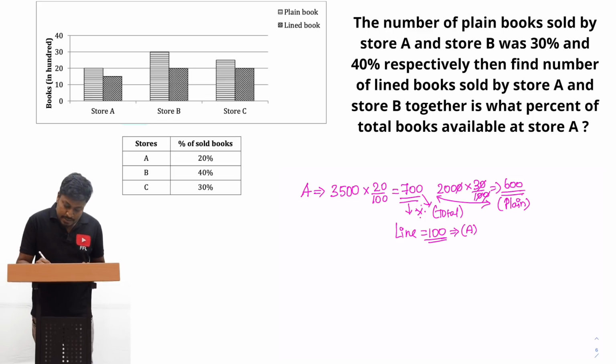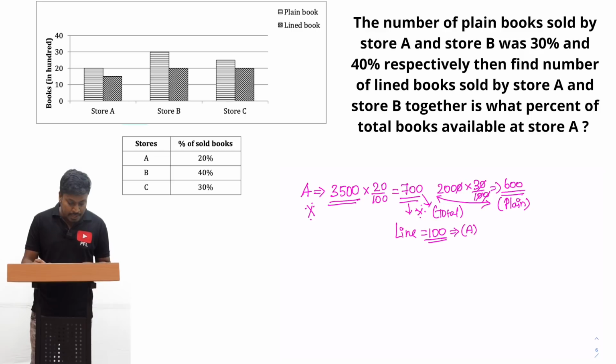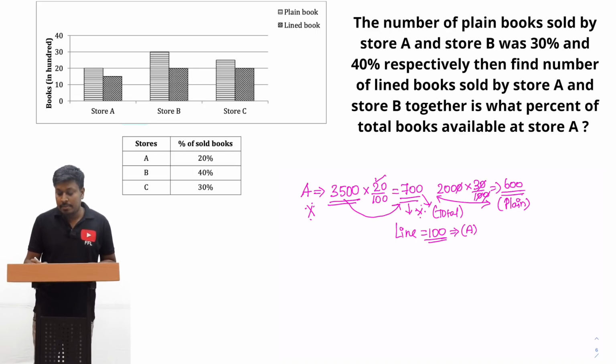So friends, try to understand how I have written this. If you are able to understand it, then solving all the questions will be very easy. Just see, initially from store A, I found the total books produced, 3500. Out of this 3500, according to the table chart, 20% of the books are sold. So we found that out of 3500, 700 will be the total number of books sold, but our target is to find only the lined books sold.